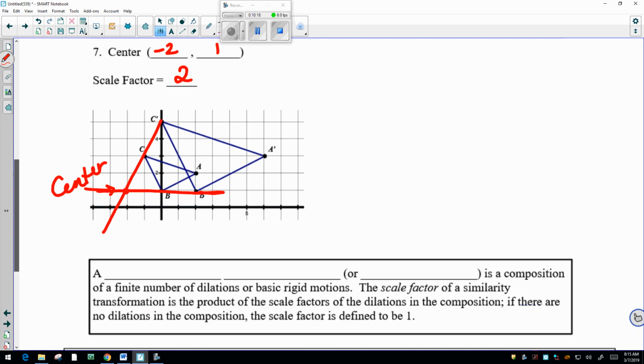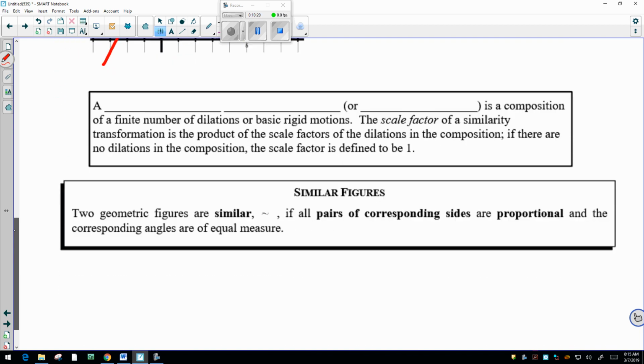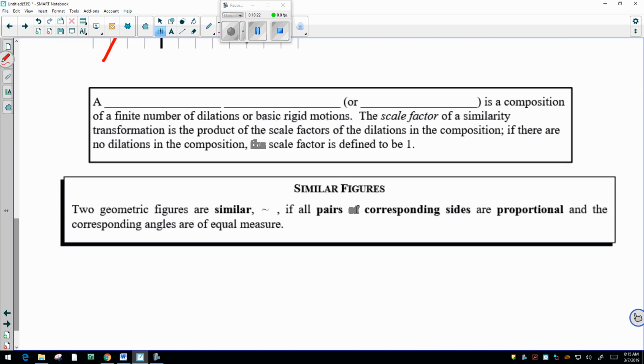Okay, so everything that we've done has been based off of dilations. And what we get, dilations will produce a similarity transformation.